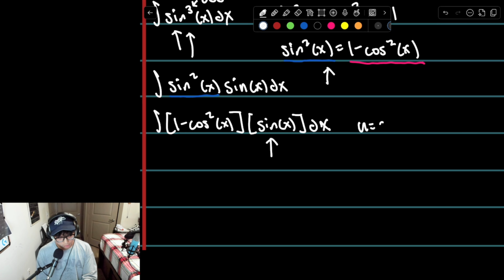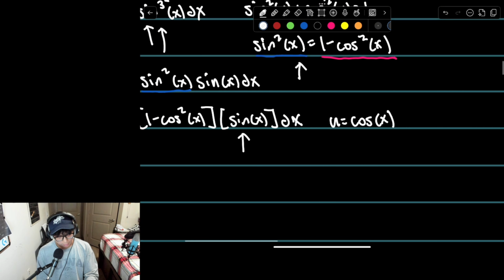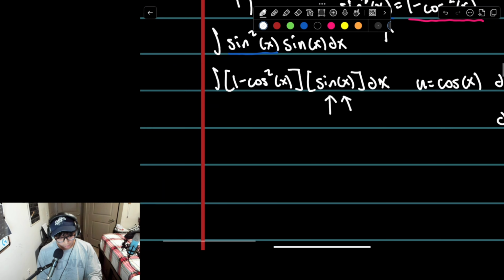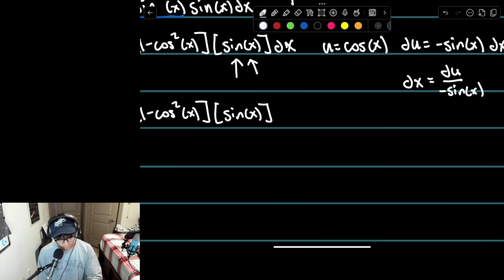So let's get cosine to be our u. And how does that cancel the sine over here? Well, its derivative, which is negative sine x. And our dx equals du over negative sine x, which if we plug in to this dx, we will get du over negative sine of x.